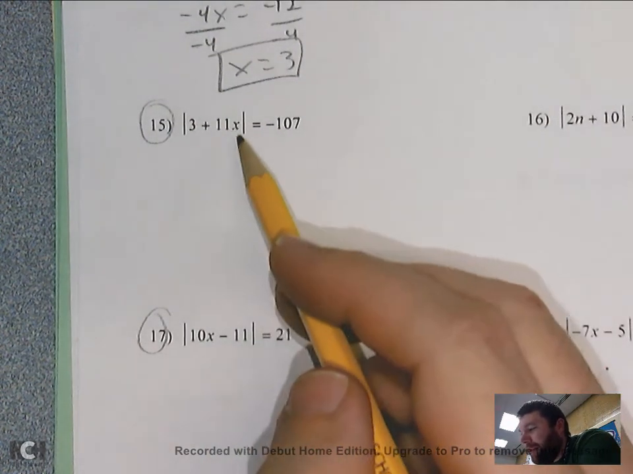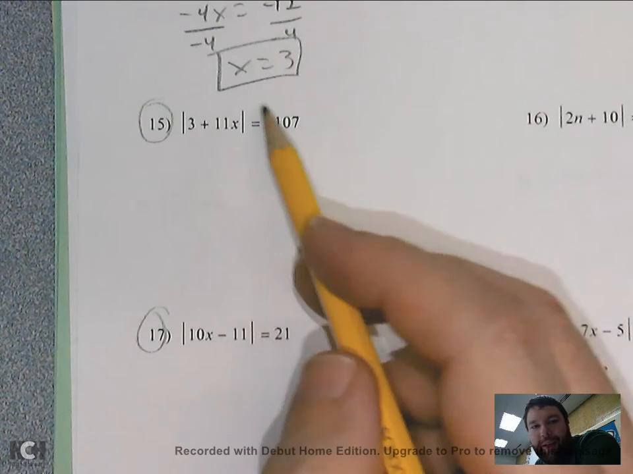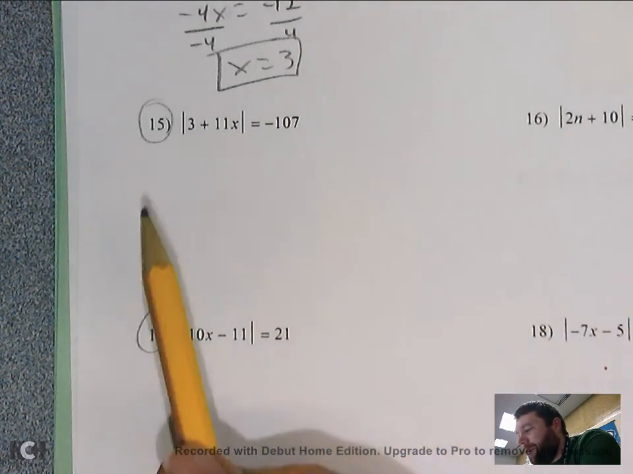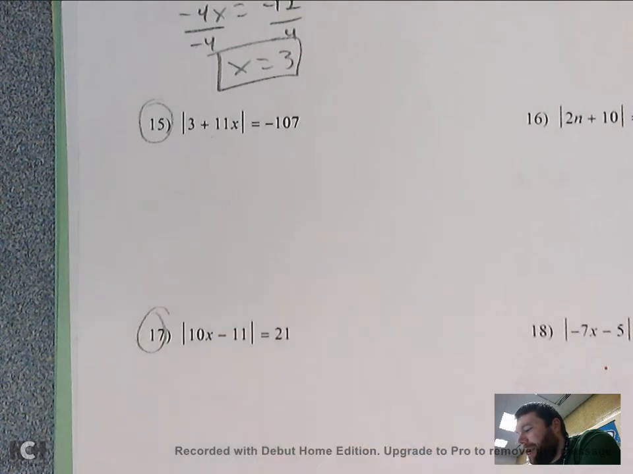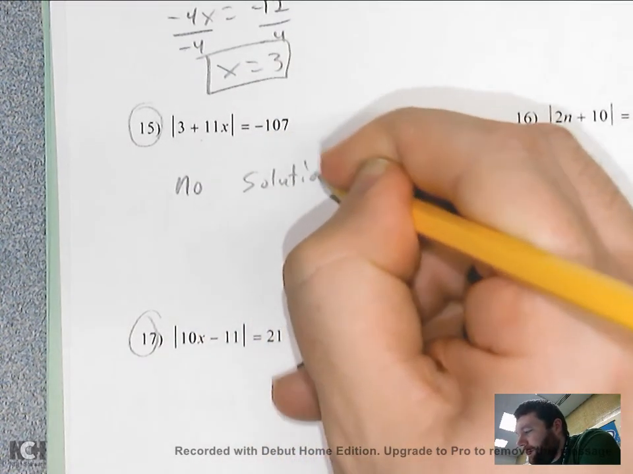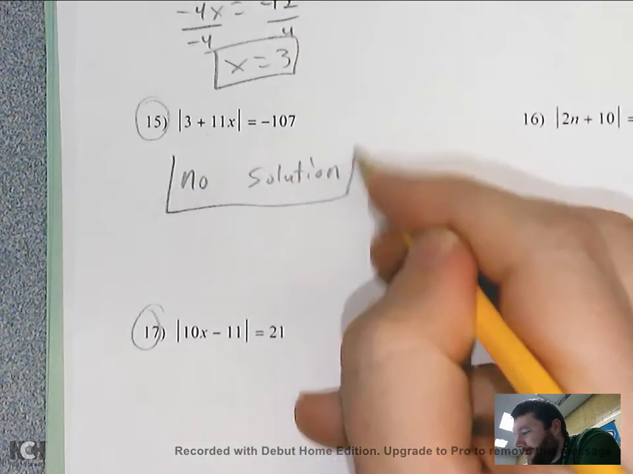Okay, let's look at another one. This one, absolute value of 3 plus 11x is equal to negative 107. Again, just kind of like what we did, this is equal to a negative number, right? Absolute value cannot equal a negative number. This is a no solution. Okay, no possible solution there.